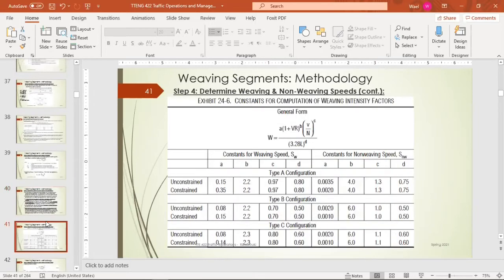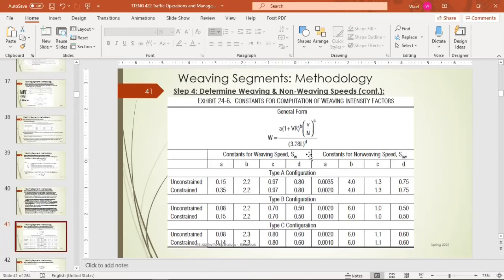In order to calculate the weaving intensity, we have to substitute in this form, and weaving intensity is calculated as the following. A, that's a coefficient, multiplied with 1 plus VR to the power P, multiplied with V over N, okay, to the power C, divided by 3.28 L to the power D. Of course, we're going to go nuts now with what's A and B and C and D. The simple answer, these are constants in this statistical formula.